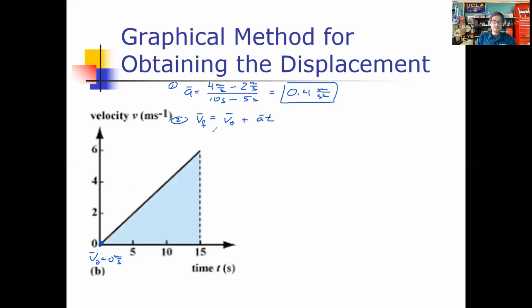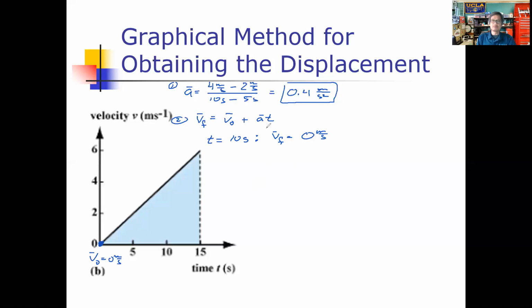Let's find the velocity at time equal to 10 seconds. Which means the initial velocity, and we're going to base it off of the initial velocity here as being 0 meters per second. But do understand, we can set that initial velocity at any point. We could have said we wanted to start at 5 seconds and find the velocity at 10 seconds. In that case, the initial velocity would be 2 meters per second. So make sure you keep that in mind.